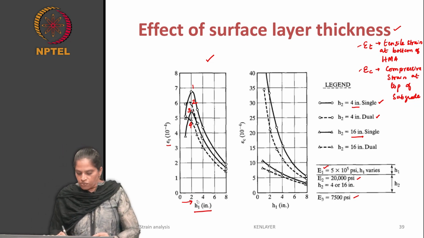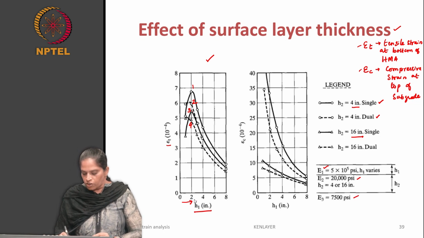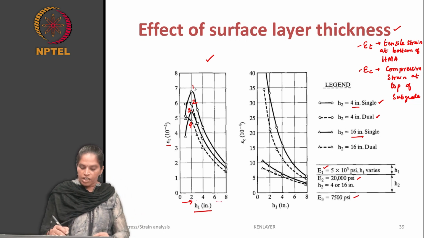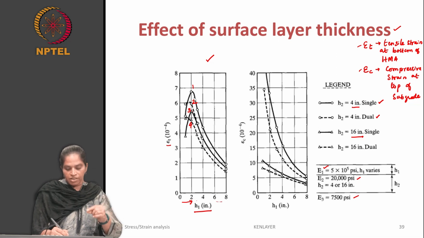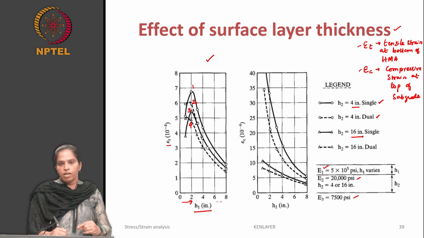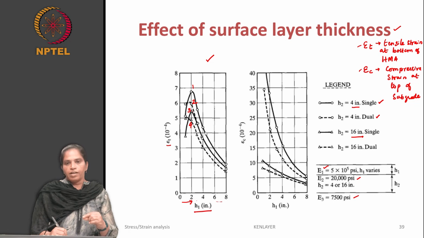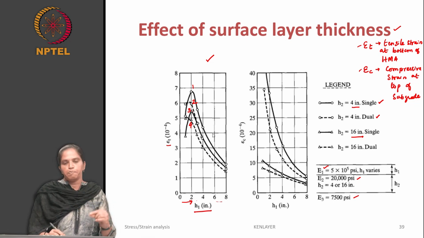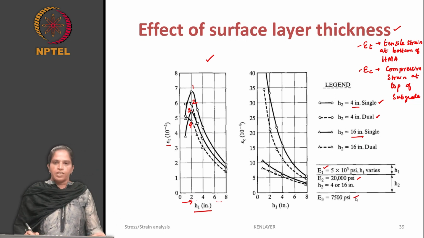So when the thickness of asphalt layer is above 2 inch, on increasing the thickness of the asphalt layer, you can see that there is a considerable decrease in epsilon T. And you can also see that epsilon T value is lesser for a dual wheel case compared to the single wheel case. So this is as far as epsilon T is concerned.